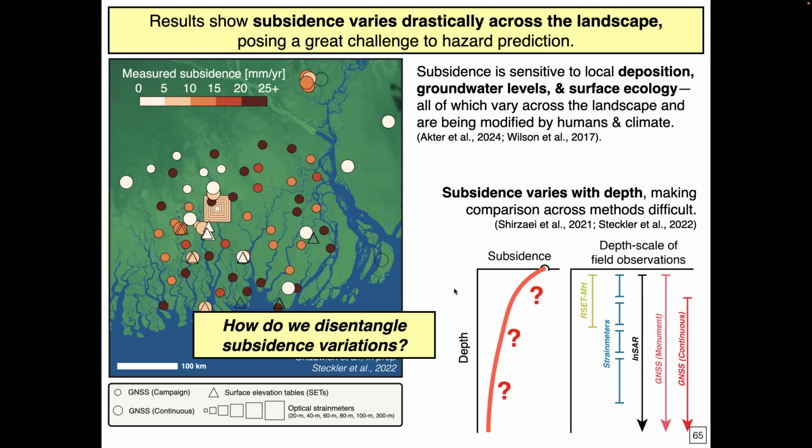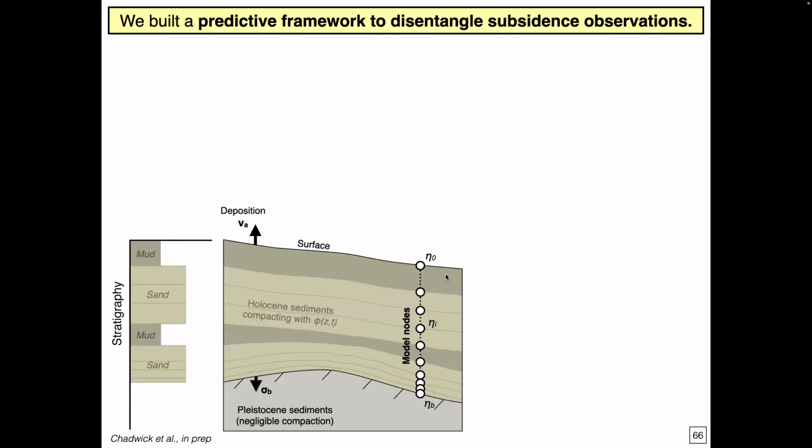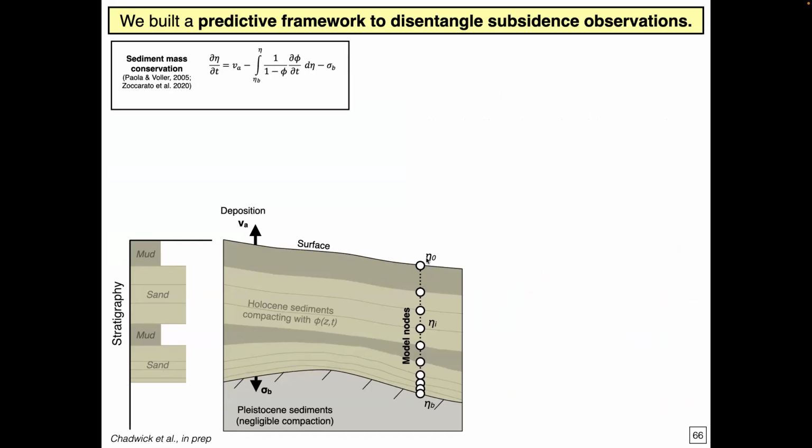So we want to disentangle its effect. And so for that, we built this predictive framework to really disentangle the subsidence observations. Briefly, how it works is we imagine some 1D section of the Holocene compacting sediment deposits. So here's borehole data for mud and sand. We take nodes at the sedimentary horizons here, and we model how those nodes are going to subside over time using sediment mass conservation, taking into account the compaction of those layers due to a loss in porosity.